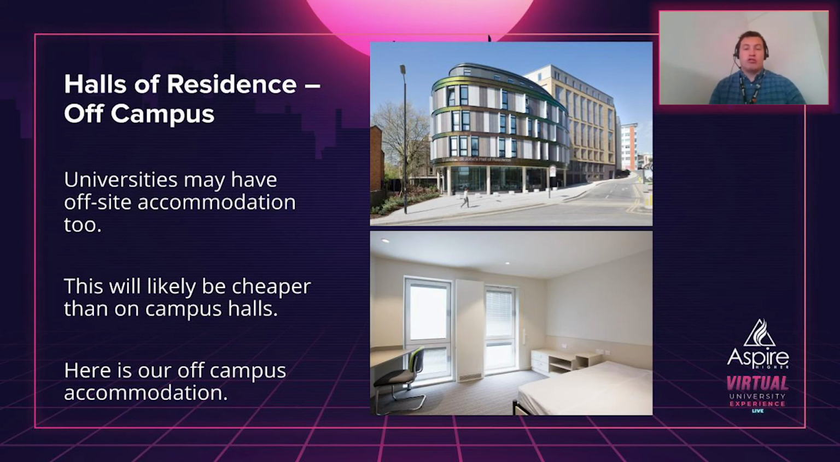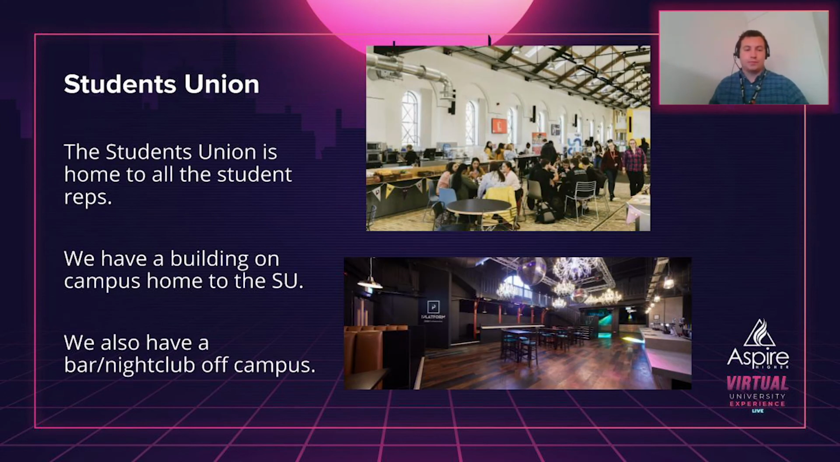So our off-site accommodation is called St John's Halls. So these are slightly cheaper than the on-campus accommodations, and they have a different range as well. So you do have some which are en-suite, some which aren't, some which are double beds, some which are single beds, and we do have some that are studio flats as well. So there are different ranges, and you can have a look at those at different universities as well to see what they're offering.